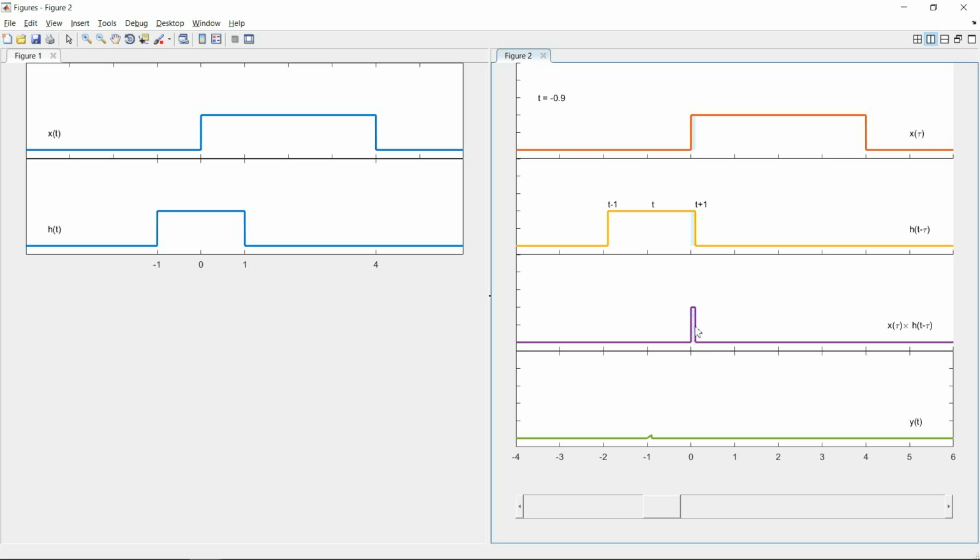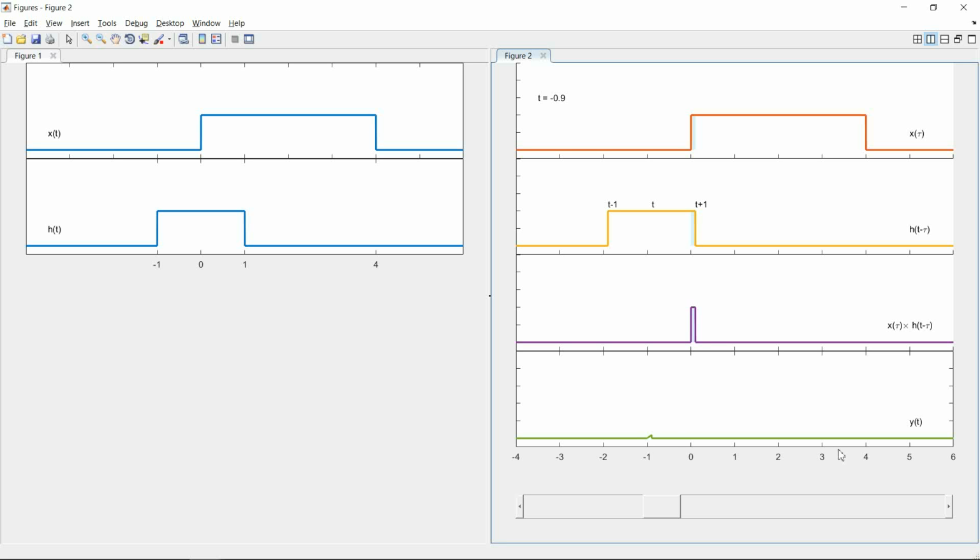So the purple signal is what the product of those two traces looks like. And then finally, I'm going to integrate that. So you can see there's a little bit of blue here. That's the area under the curve. And whatever the area under the curve is, that's my y of t. Okay? And you can see here that t is negative 0.9 in this case. So therefore, whatever the area under the curve is corresponds to t equals minus 0.9. And that's why you see the line over here at t equals minus 0.9.